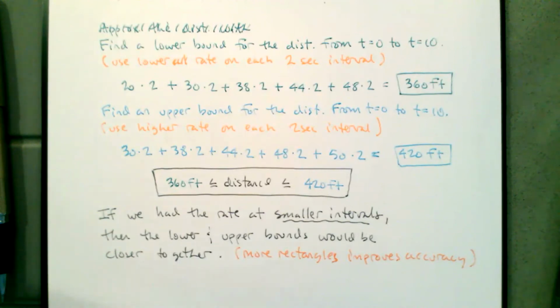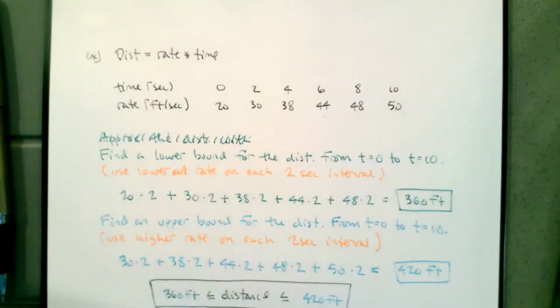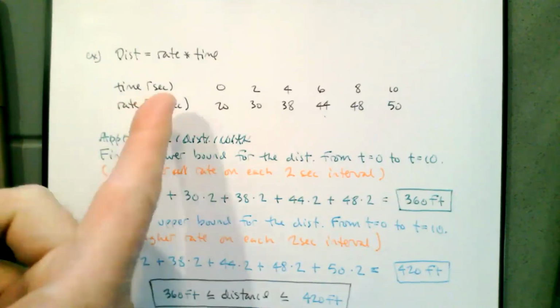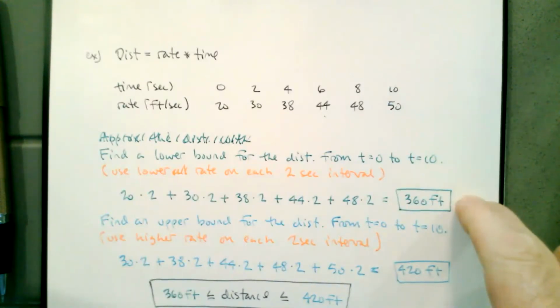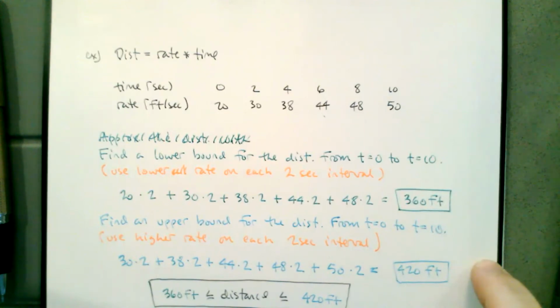This particular problem used distance is equal to rate times time. That's just standing in for area is equal to length times width. It's just that the length was feet per second and the width was in seconds. So our area was in feet. This would be the same as if we had area is equal to length times width, and I had the length in feet and the width in feet. My area would be in square feet, and it would be 360 square feet and 420 square feet.